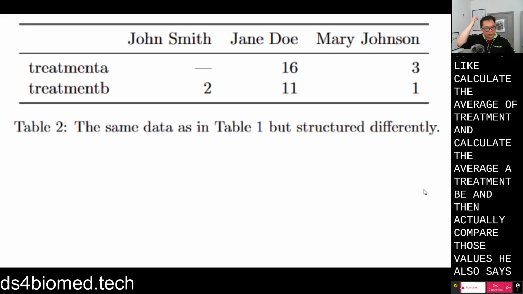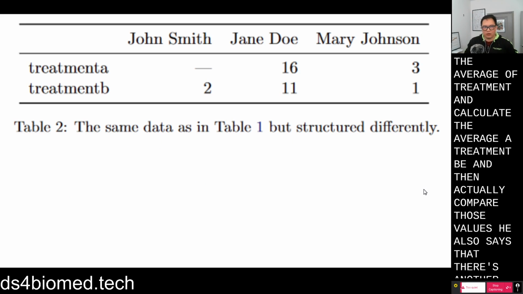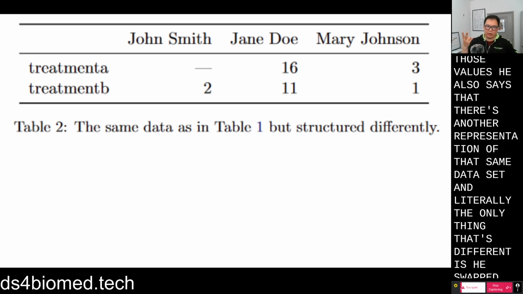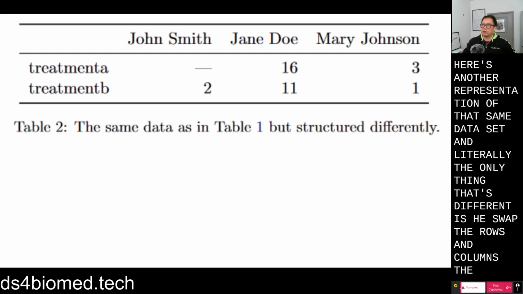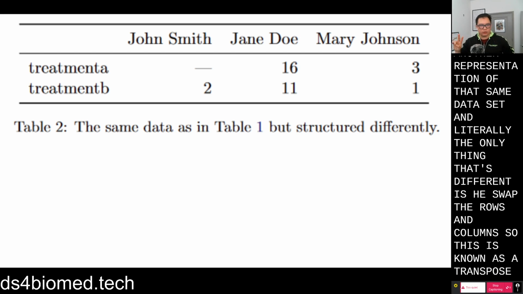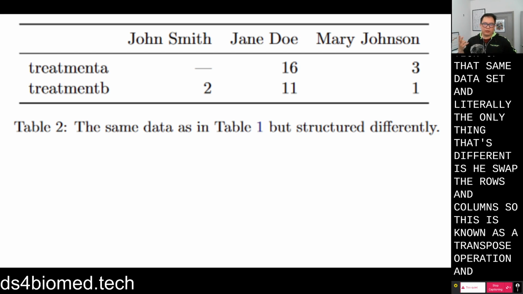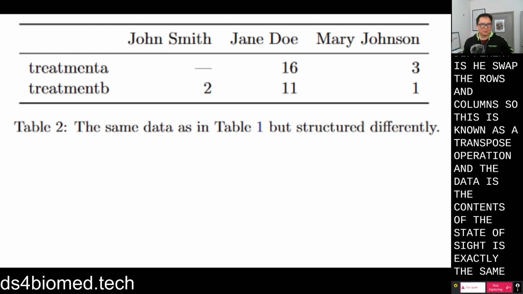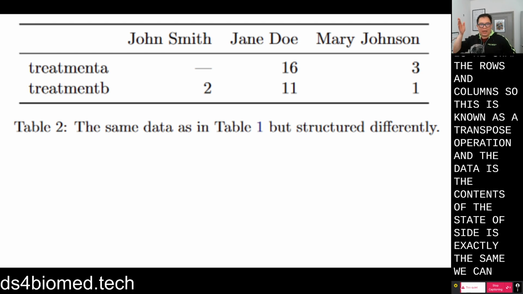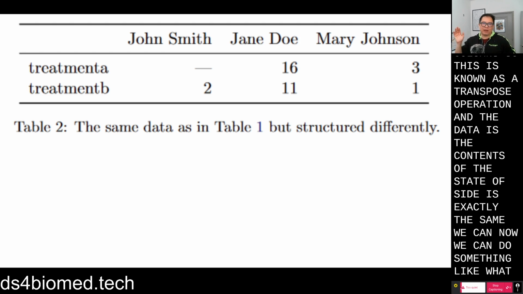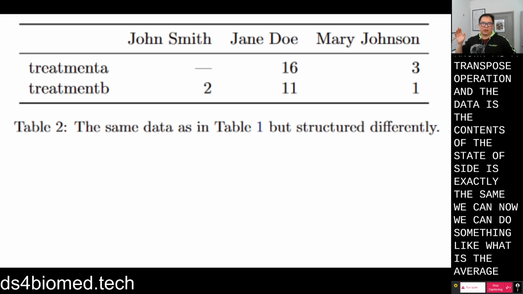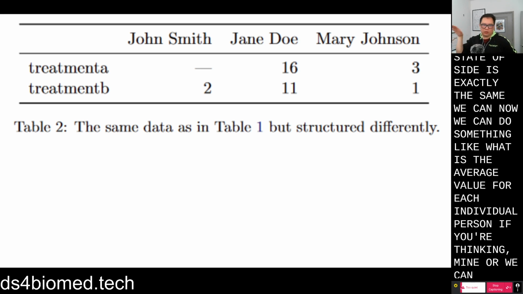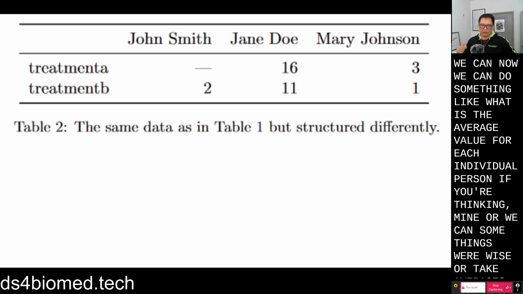He also says that here's another representation of that same data set, and literally the only thing that's different is he swapped the rows and columns. This is known as a transpose operation, and the contents of this data set are exactly the same. We can ask what is the average treatment value for each individual person if we're thinking column-wise, or we can sum or take averages row-wise, et cetera.